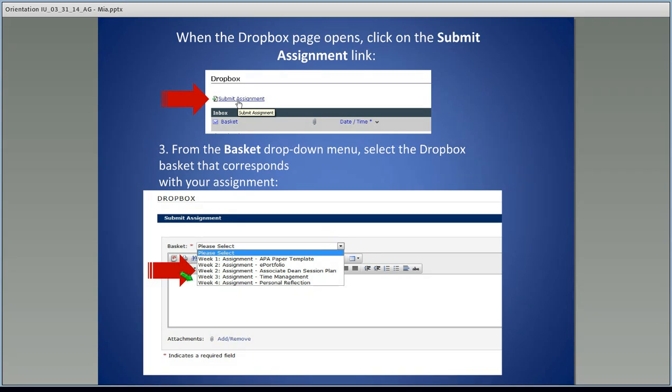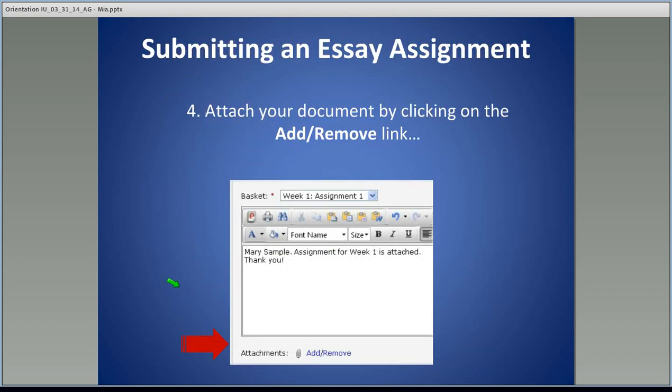Then you can write a short note in this white box here. Think of it like a post-it note. You can say, "Dear Professor, thank you so much for taking time to grade my paper," or "Here is my homework." Anything like that, just keep it professional and friendly. Now, once you've written a note, you've selected the proper basket, what you're going to do is click on the paper clip and find your paper on your computer.